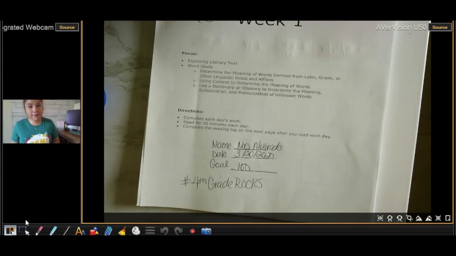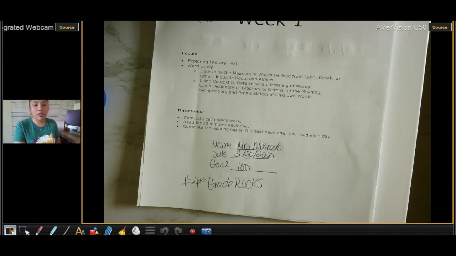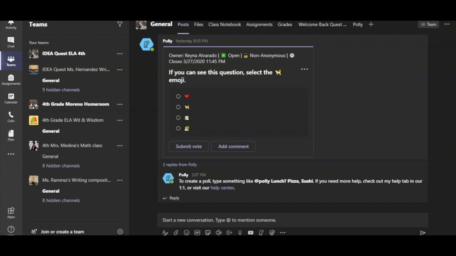Okay, now that you're finished, I'm going to show you how to log on to Teams and how to navigate through it. If you need to pause the video so that you can open up your Teams, go ahead and do that now so that you can follow along. So let's go to Teams. On here, you're going to go where it says ELA 4th grade because we are in reading class.